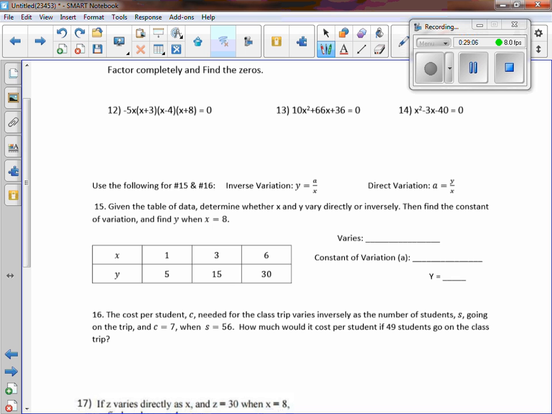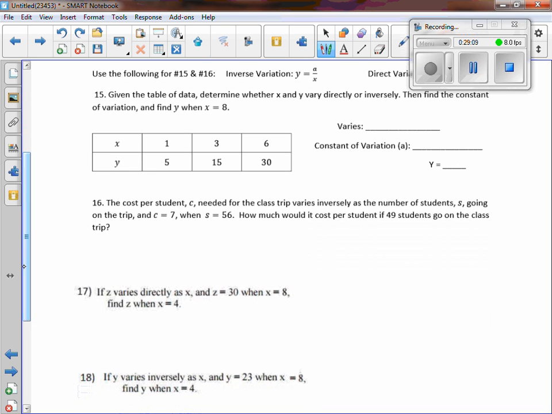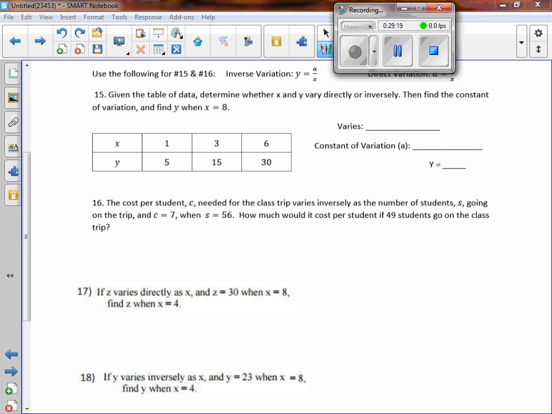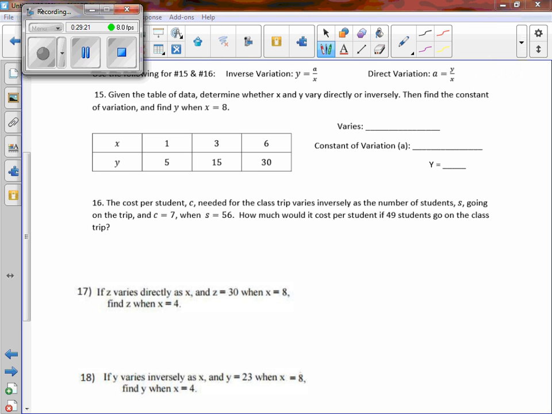So number 15 through 19, we're switching gears a little bit. This is no longer factoring. This is direct and inverse variation. What that means is if I have 2 variables and they're both going the same direction, so as one goes up, the other also goes up, that is called a direct variation. That's either both variables going up or both variables going down. For inverse variation, this is when one variable goes up, the other variable goes down.